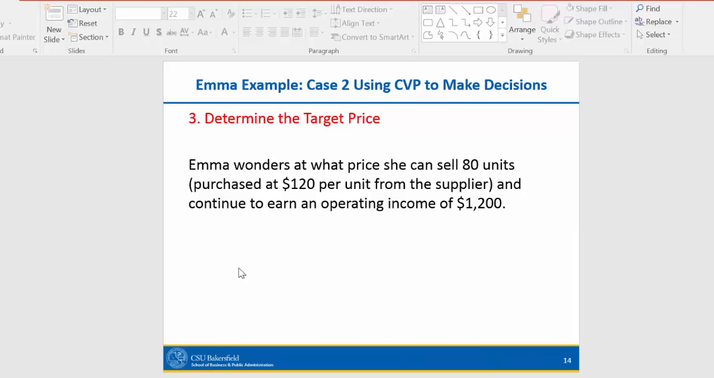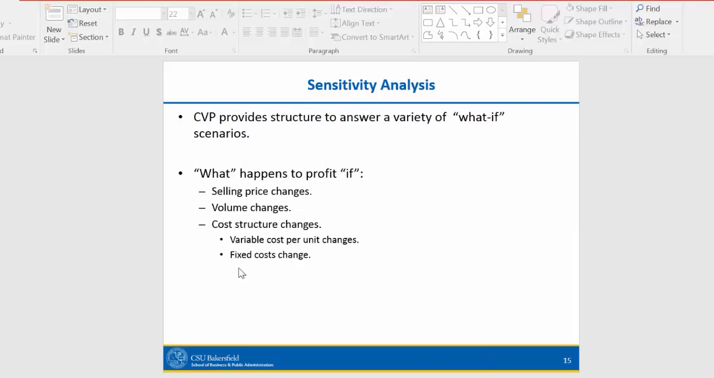Alright, so the next slide talks about sensitivity analysis. So basically we're looking at what-if scenarios. What happens to profit if unexpected things happen? Selling price changes, volume changes, cost structure changes. For example, the variable cost per unit changes, the publisher may charge more now, and the fixed cost changes, the conference organizer may ask for a larger, more expensive rent, say 2,500.